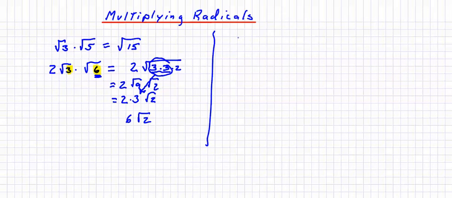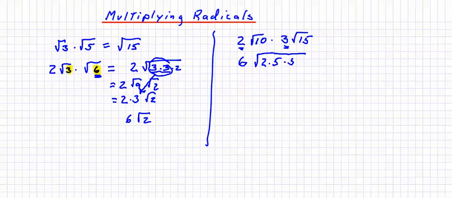2 square root of 10 times 3 square root of 15. Again, the whole numbers outside, or it could be a fraction too, get multiplied together, and the numbers inside get multiplied together. But I'm not going to multiply 10 and 15 and get a big number that I have to break up. Instead, 10 is 2 times 5, and 15 is 5 times 3.